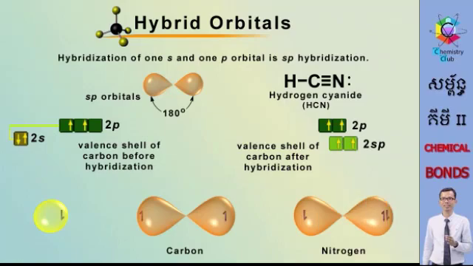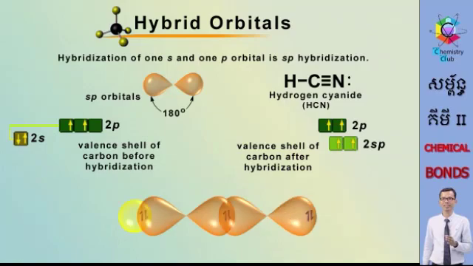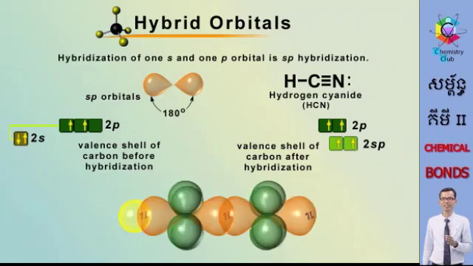One hybrid orbital bonds to hydrogen, and the other one forms a single bond to nitrogen. The 2 p orbitals are oriented perpendicularly to each other and are perpendicular to the sp orbitals. As was the case in sp2 hybridization, the p orbitals form the multiple bonds, as will be shown later.